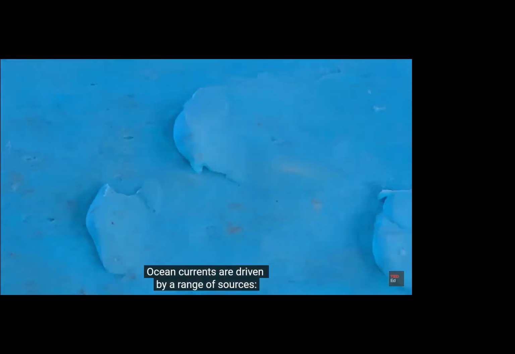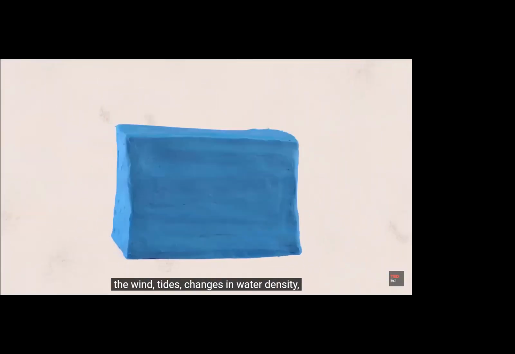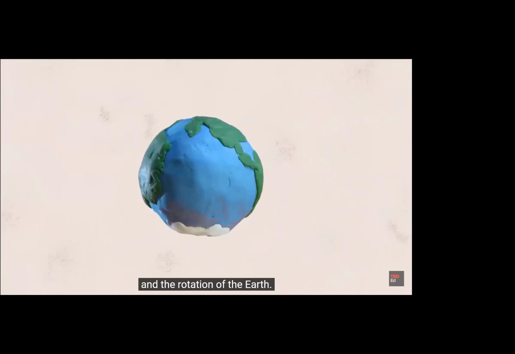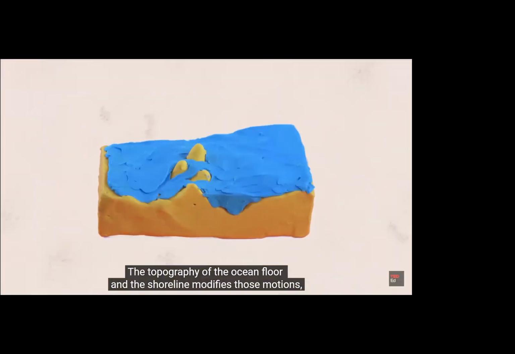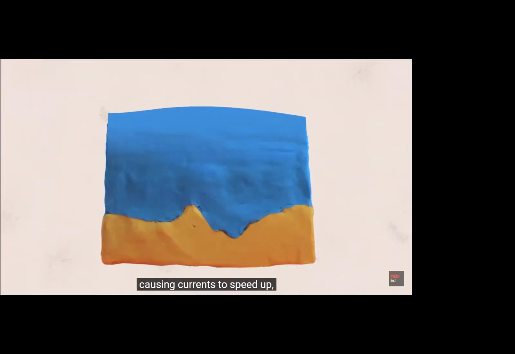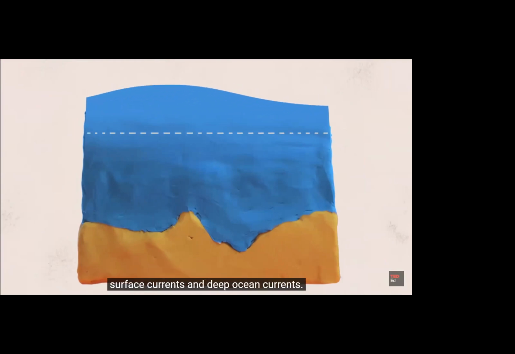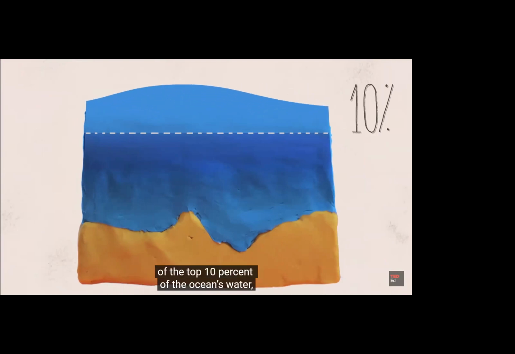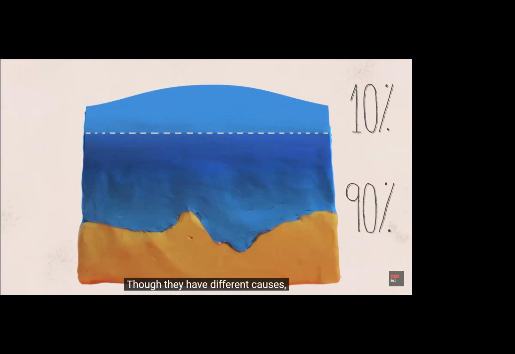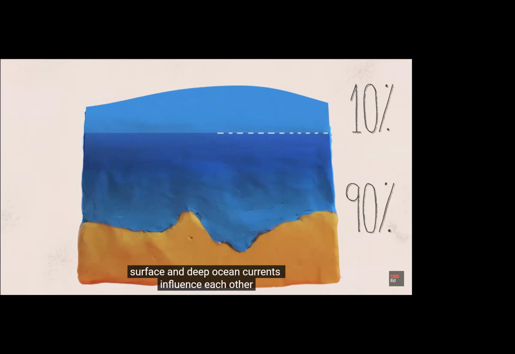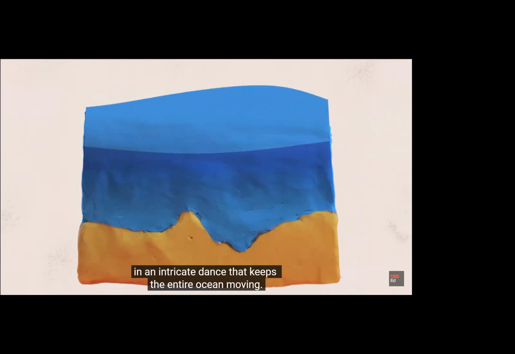Ocean currents are driven by a range of sources: the wind, tides, changes in water density, and the rotation of the Earth. The topography of the ocean floor and the shoreline modifies those motions, causing currents to speed up, slow down, or change direction. Ocean currents fall into two main categories: surface currents and deep ocean currents. Surface currents control the motion of the top 10% of the ocean's water, while deep ocean currents mobilize the other 90%. Though they have different causes, surface and deep ocean currents influence each other in an intricate dance that keeps the entire ocean moving.